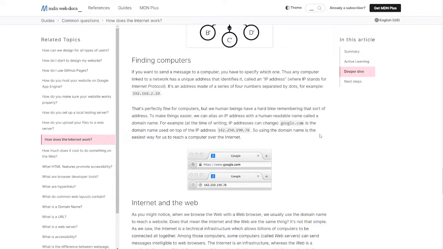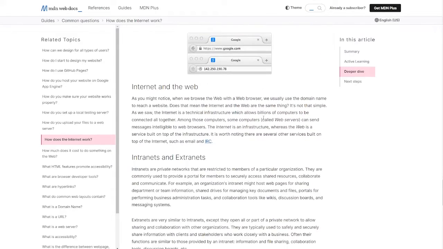That's perfectly fine for computers, but we human beings have a hard time remembering that sort of address. To make things easier, we can alias an IP address with a human readable name called a domain name. For example, at the time of writing, Google.com is the domain name used on top of the IP address 142.250.190.78. IP addresses can change. So using the domain name is the easiest way for us to reach a computer over the internet.